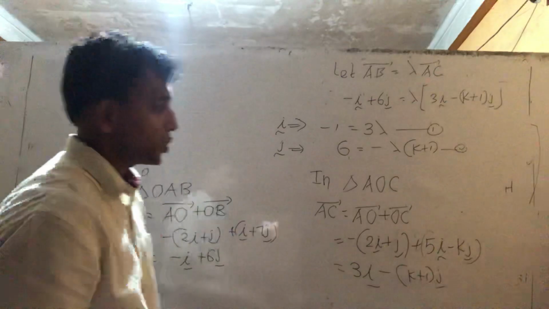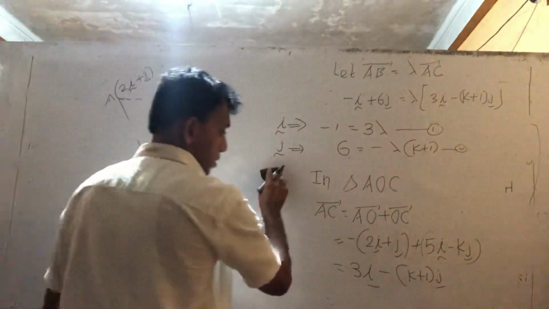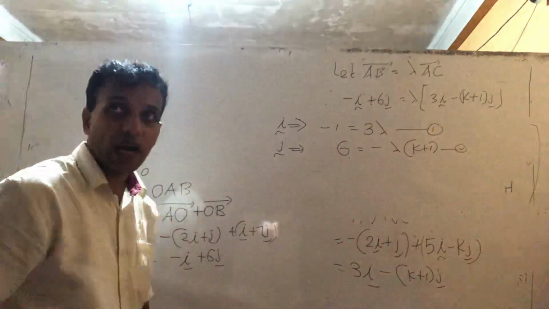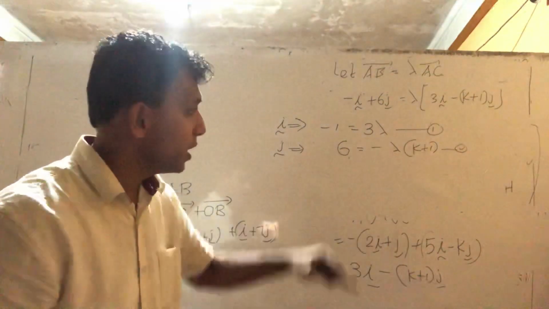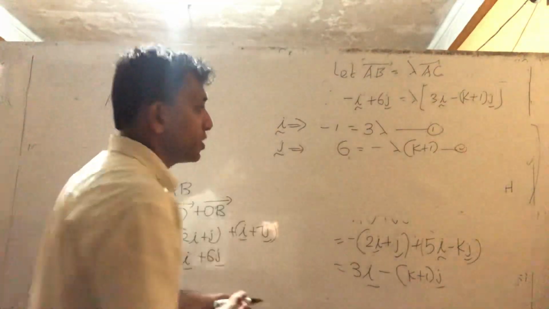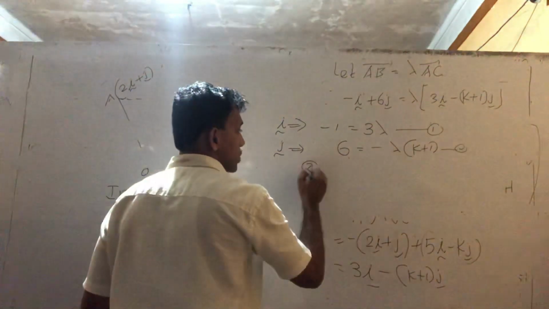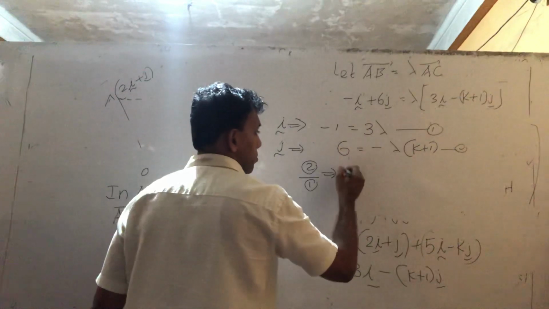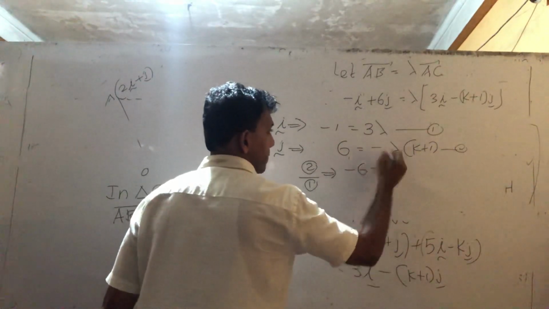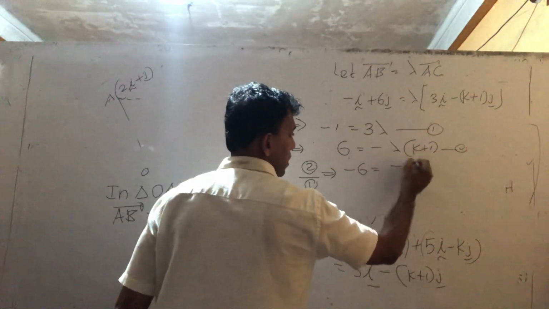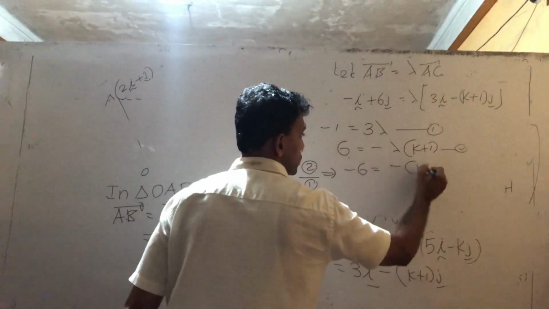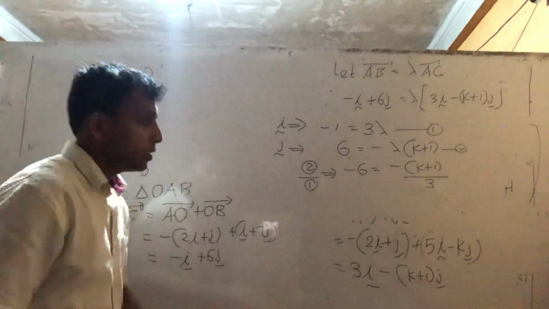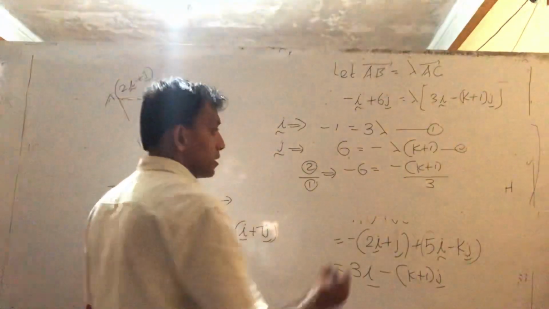Second equation. Okay, right. So now find the K answer. First you remove the lambda. If you divide the second equation by the first, here -6, here what? Lambda cancels. Minus into K plus 1 over 3. Okay, so on both sides K cancels.